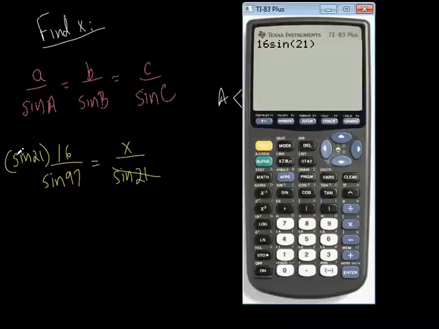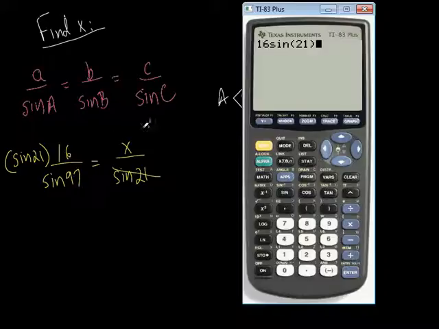So you hit 21 first, then you hit sine, and then what would you do to multiply it by 16? Hit times 16, right? Okay, hit equals, right? And then put divide, and then put 97 sine, hit equals again, that should give you your answer. Okay, so if you're using just a regular scientific calculator, not a graphing calculator, that's how you would do that.